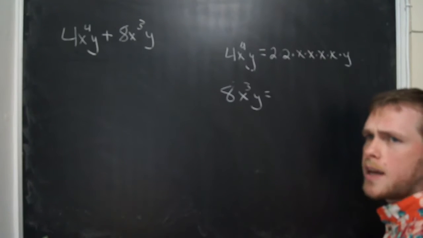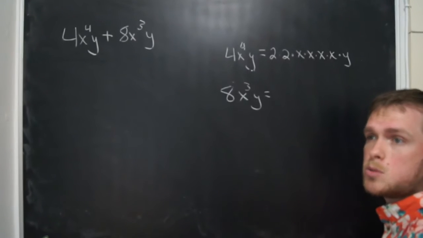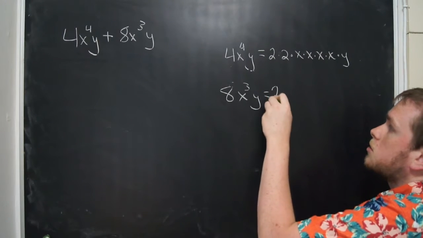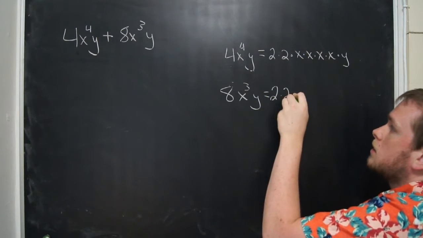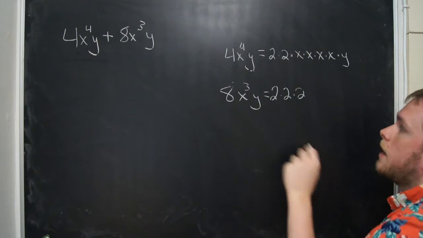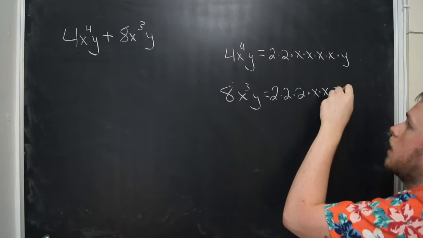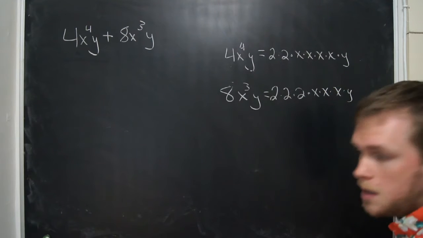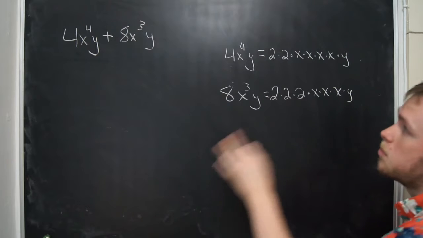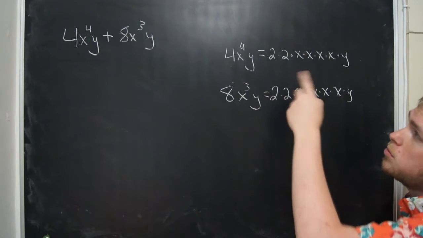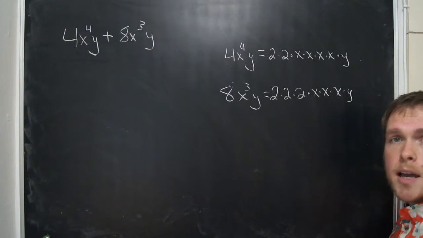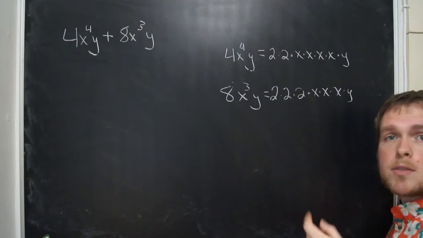And I can do the same thing with 8x cubed y. So 8 is the same as 4 times 2, but 4 is not prime. So I could actually write that as 2 times 2 times 2, because 2 times 2 gives me 4, times 2 gives me 8. X cubed, again, is just x times x times x, and I still have this y in the end. Okay, so now that both terms are written in their prime factorizations, I'm going to go through both of these, one term at a time, and see what they both have in common.